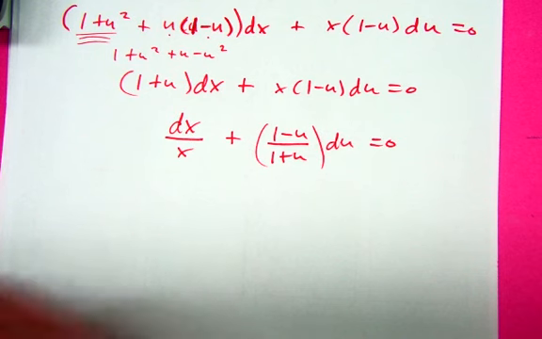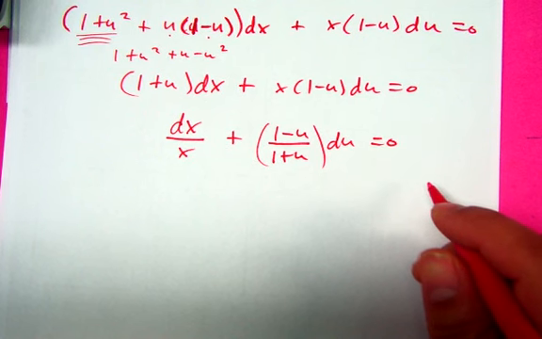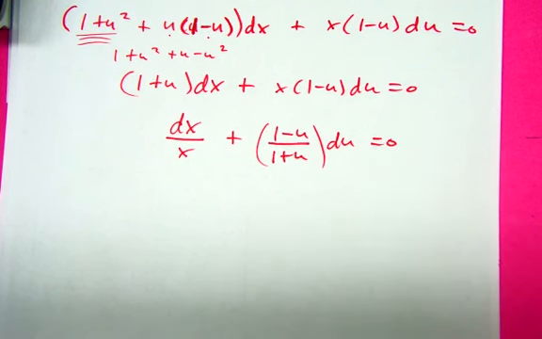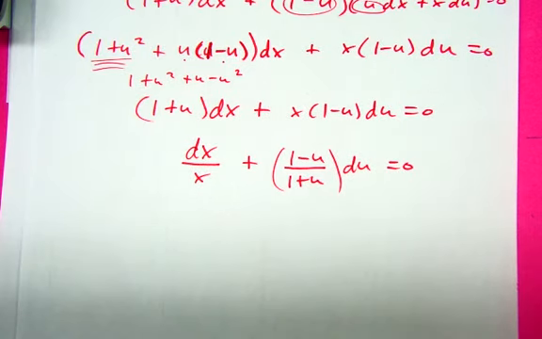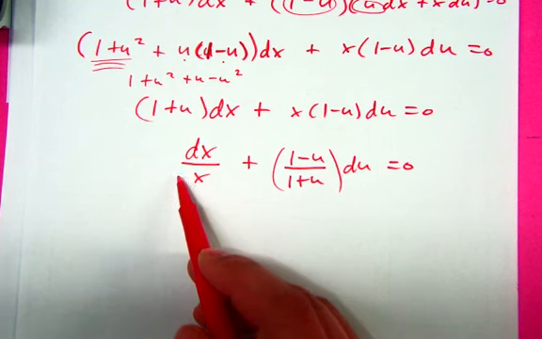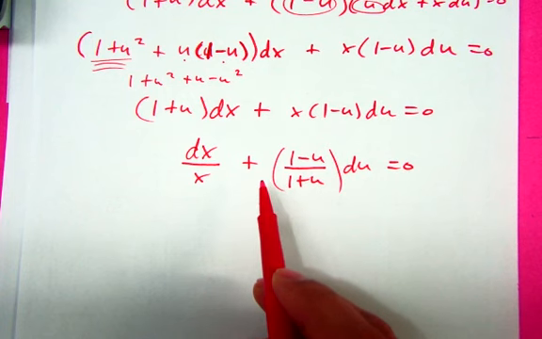Why did you multiply by 1 over x times 1 plus u? Why didn't you multiply the 1 minus u as well? Because 1 minus u, we want to keep together with the du term. You want to have the equation separated into x's on one side and u's on the other so that you can actually integrate. If the variables are mixed up, you can't do it.